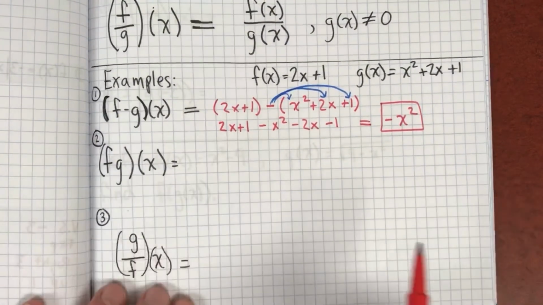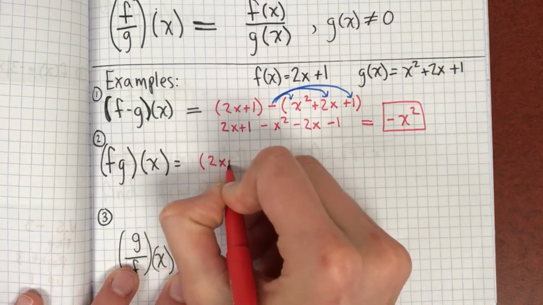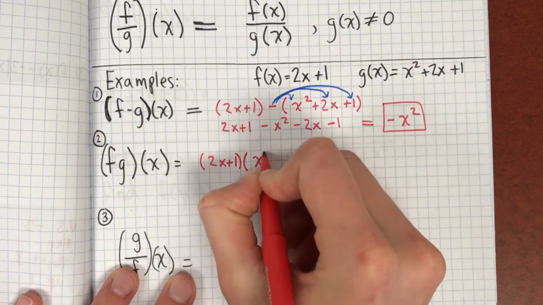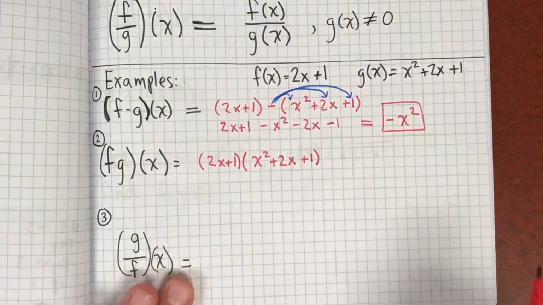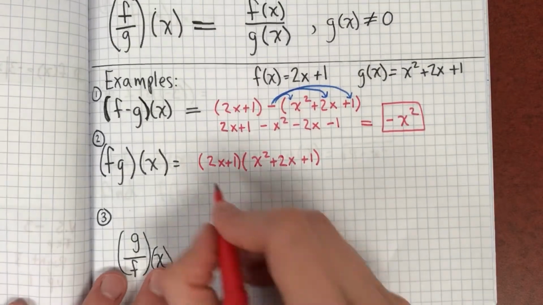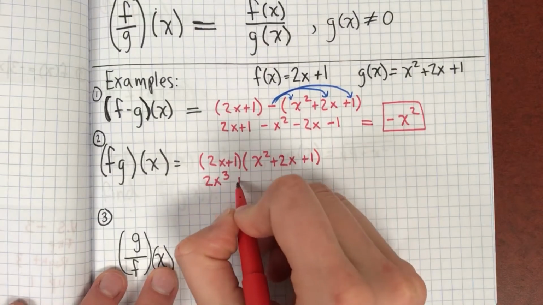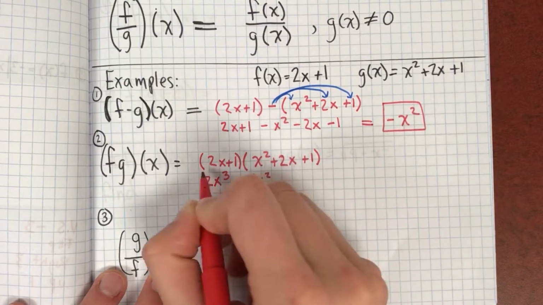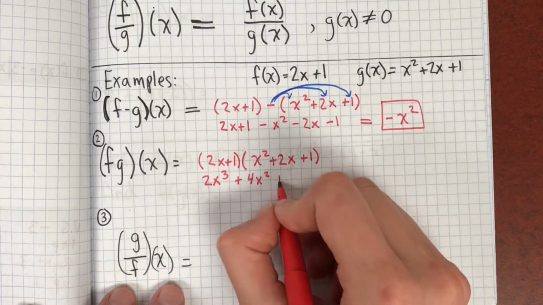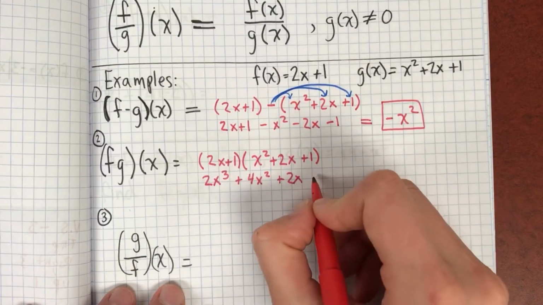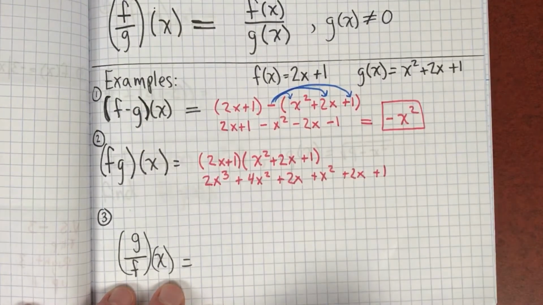Now, number 2, we're going to be multiplying our f and our g function. So here's a really good example where parentheses are definitely important so that we don't forget when we're distributing everything. We've kind of got a long line of things when we distribute. So we'd have 2x cubed plus 4x squared, and I'm distributing that 2x to everything over in the second parentheses, plus 2x, and now plus x squared plus 2x plus 1.